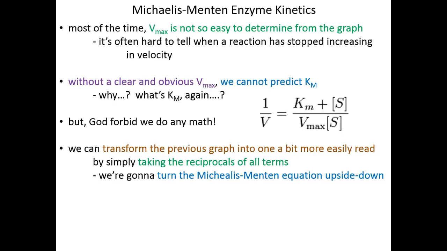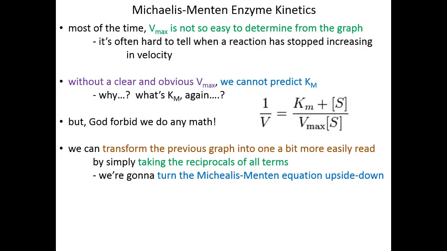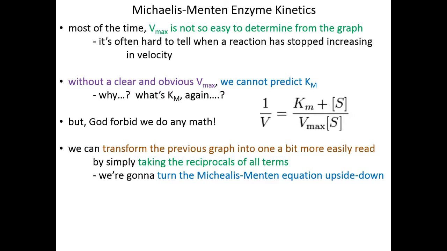So this is what we get when we take the reciprocal of the entire Michaelis-Menten equation. To remind you, this is the equation itself. V equals Vmax times substrate concentration over Km plus substrate concentration. And if you look closely, all we did was take the reciprocal of both sides. I'll toggle one more time so you believe it. The reciprocal of V is 1 over V, and the reciprocal of Vmax times substrate over Km plus substrate is the opposite. So this is the reciprocal of the Michaelis-Menten equation.